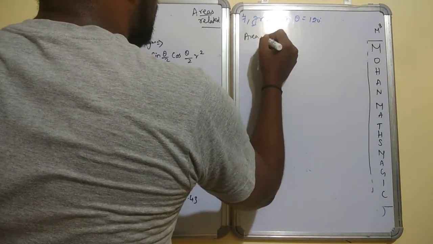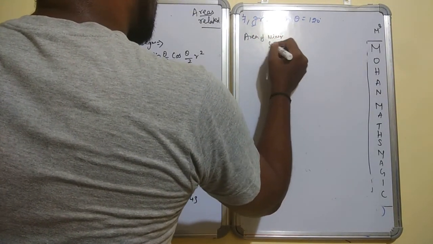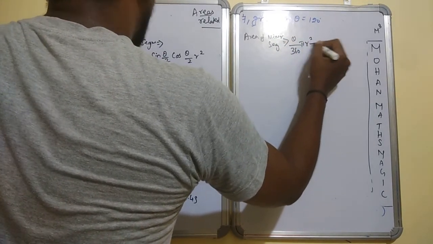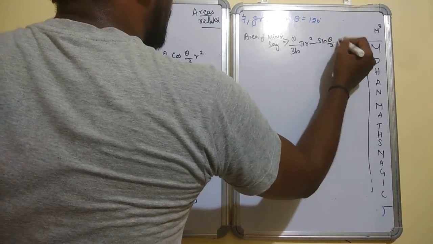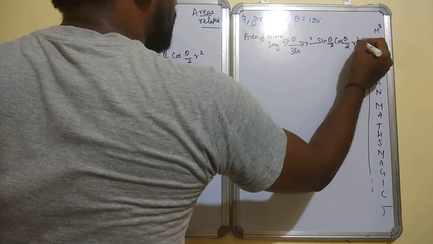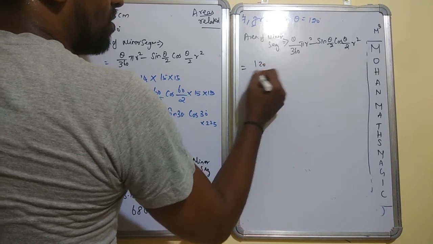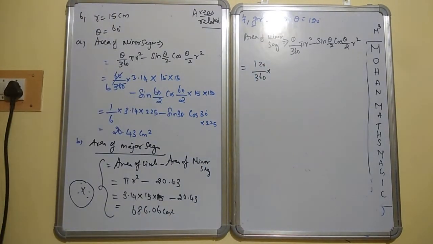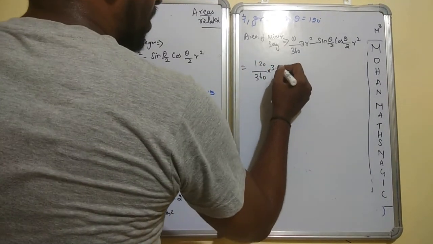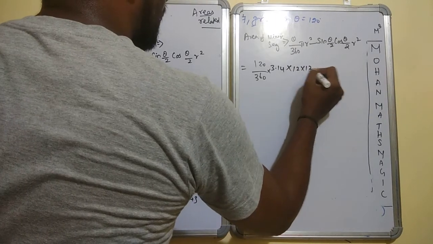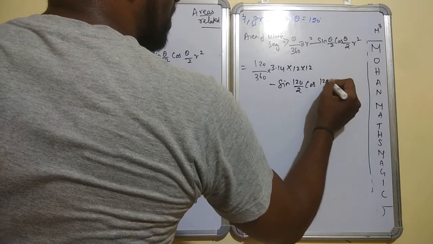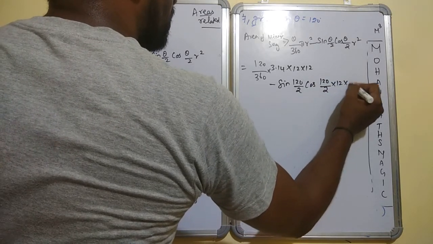So area of minor segment. Formula: theta by 360 into pi r square minus sin theta by 2 cos theta by 2 r square. So theta value 120 upon 360. Read the question thoroughly. Pi value 3.14 is given, root 3 also given. Pi 3.14, radius 12 times 12, minus sin 120 by 2, cos 120 by 2, radius 12 times 12.